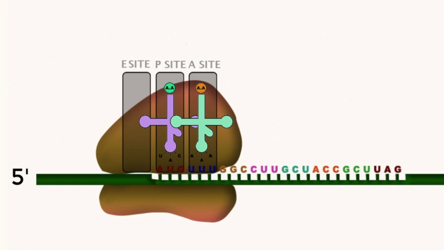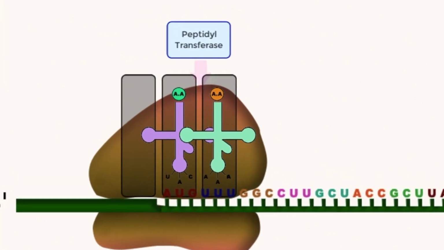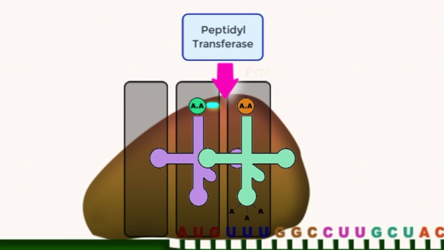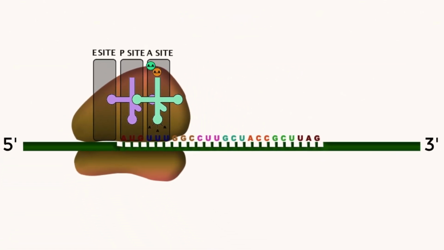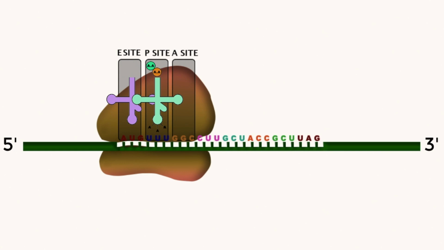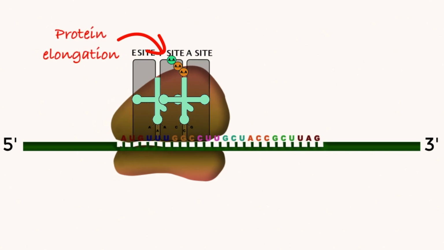Both tRNAs carry their own specific amino acids. An enzyme called peptidyl transferase will act as a catalyst in the formation of a peptide bond between the amino acids of these two tRNAs. Then, the ribosome moves forward along the mRNA. tRNA from the P site moves to the exit site and tRNA from the entry site moves to the P site. When the cycle continues, elongation of protein occurs.